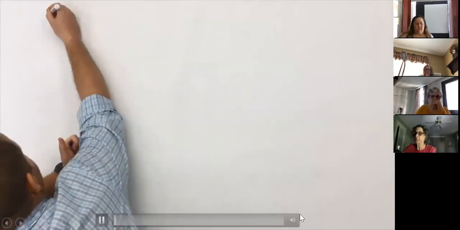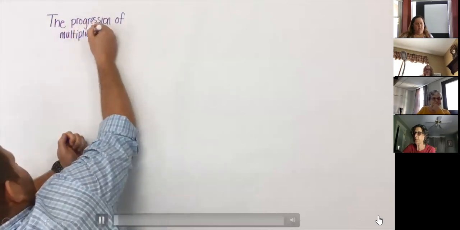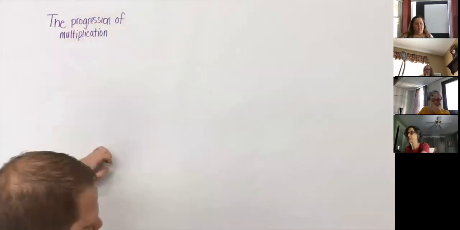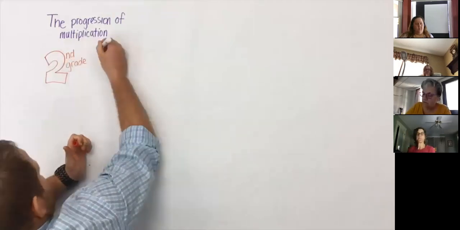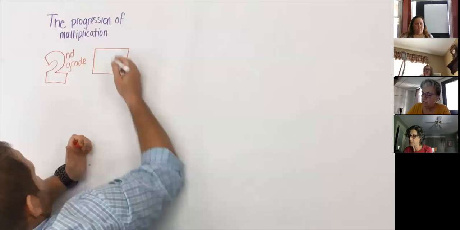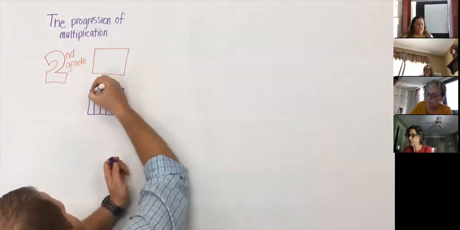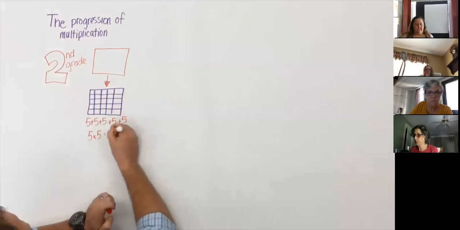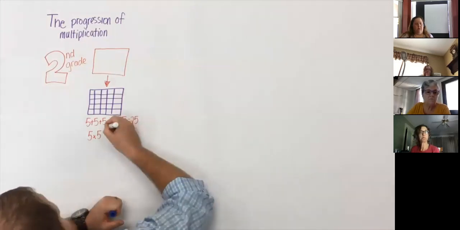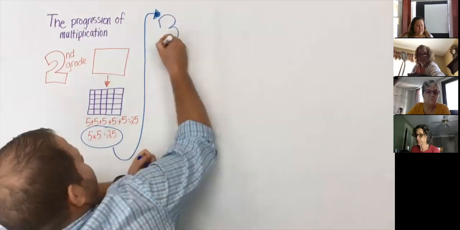So here's my attempt to explain the progression of multiplication. Well, most of us might think it starts in 3rd grade, but in actuality, it starts in 2nd grade, where students are expected to take a square or a rectangle and partition that square into no more than 5 rows or 5 columns. Here, the understanding of repeated addition is established. 5 plus 5 plus 5 plus 5 plus 5 is 25.